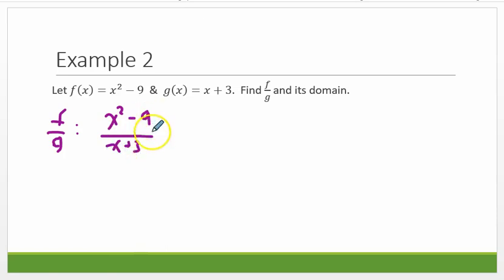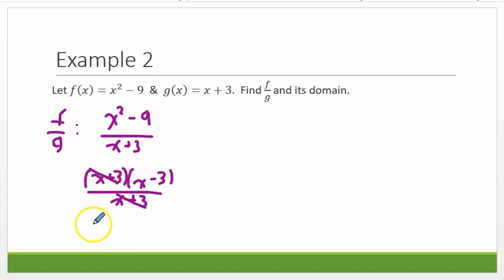Now this function can be simplified because I know that x squared minus 9 is a difference of squares. So that actually breaks down as x plus 3 times x minus 3. And then since I end up with a matching factor on top and bottom, I can cancel out that entire factor. So my combined function is just x minus 3.